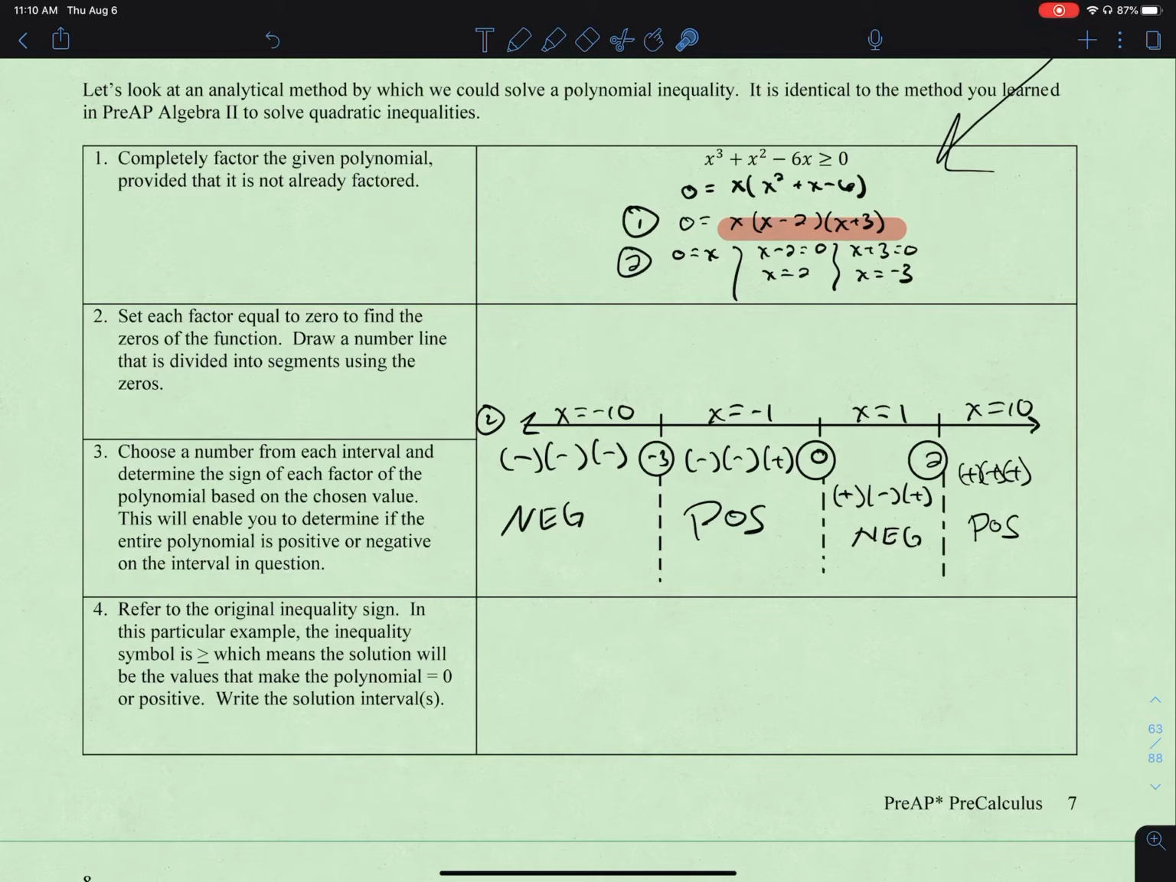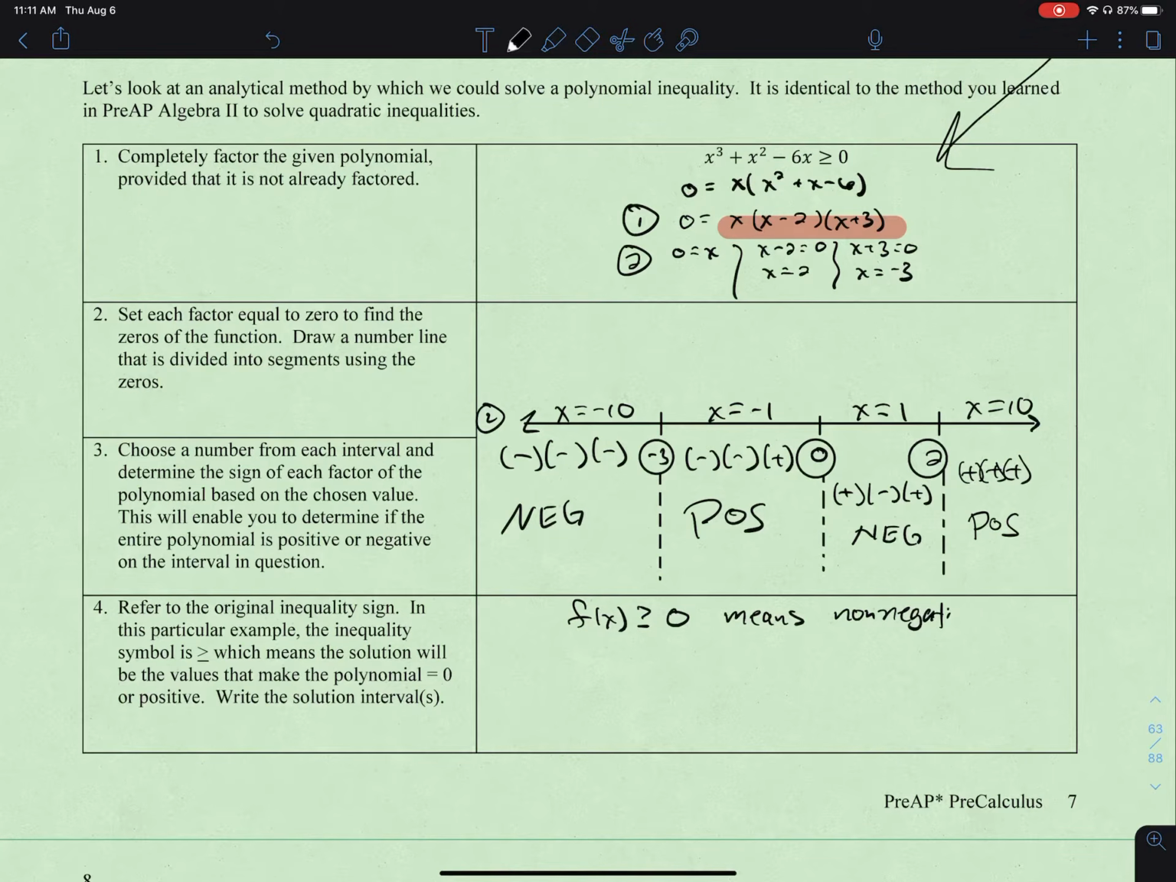All right, step 4. Refer to the original inequality sign. That is this fella right here. In this particular example, the inequality symbol is greater than or equal to, which means the solution will be the values that make the polynomial equal to 0 or positive. So this here is saying that f of x is greater than or equal to 0. That means, in as few words as possible, it means non-negative.